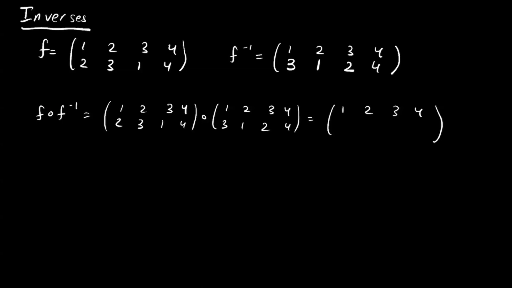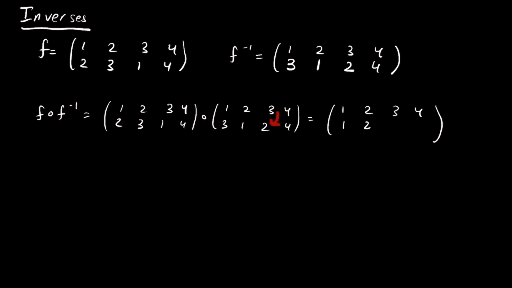I'm going to notice, well, where does 1 go? f inverse sends 1 to 3, and then f sends 3 down to 1. So I end up going from 1 to 1. f inverse sends 2 to 1, and then f sends 1 back down to 2. So I end up going from 2 to 2.